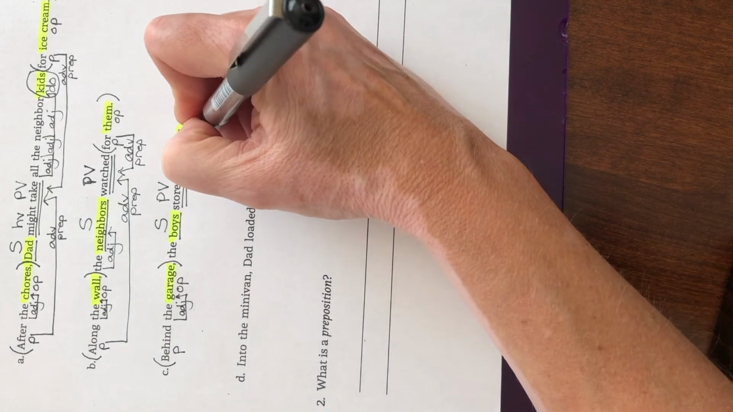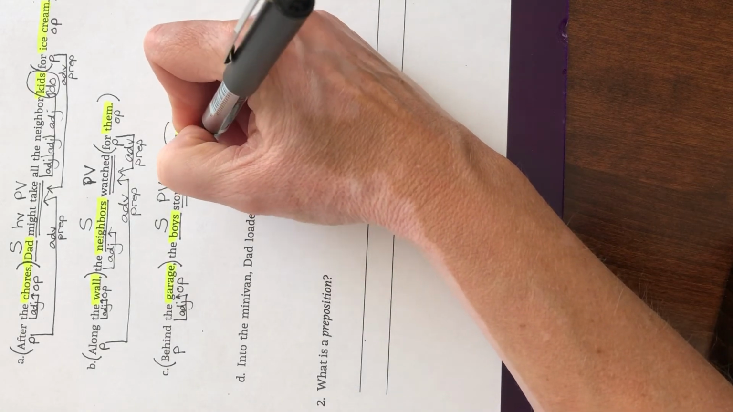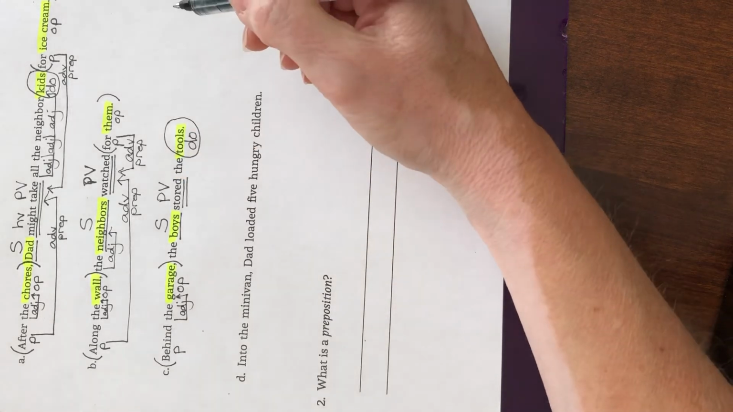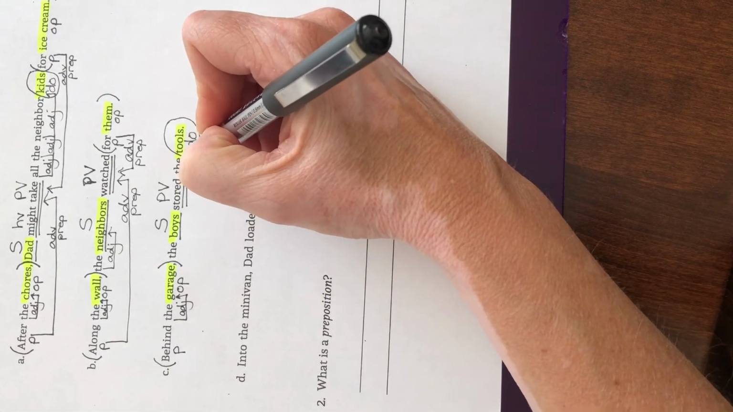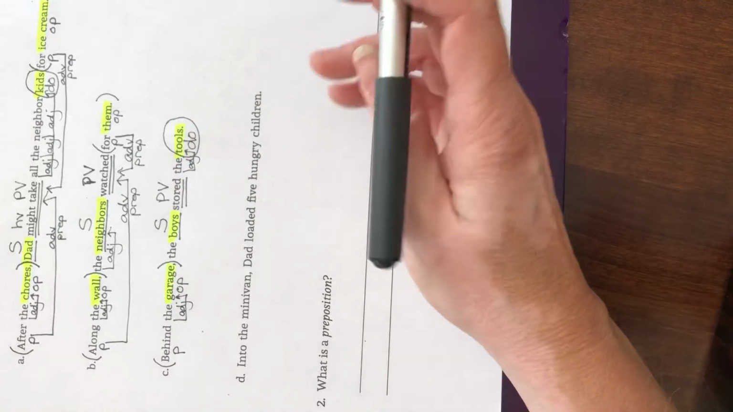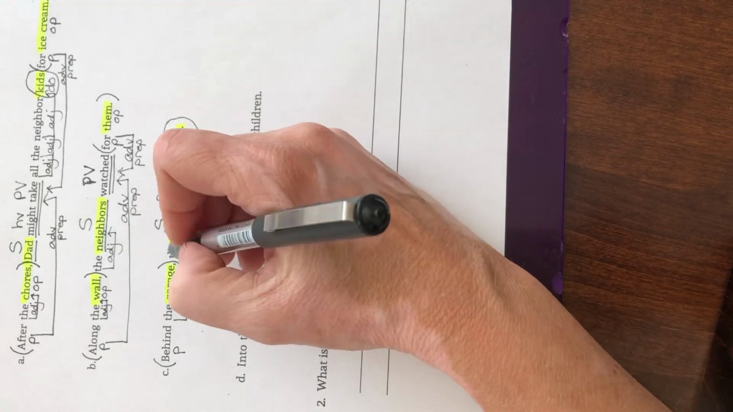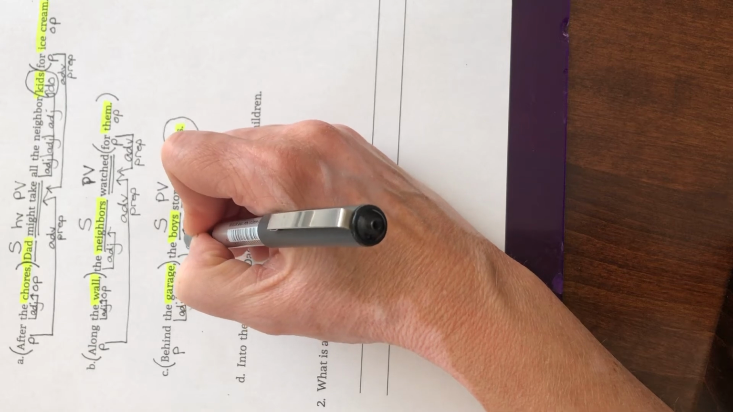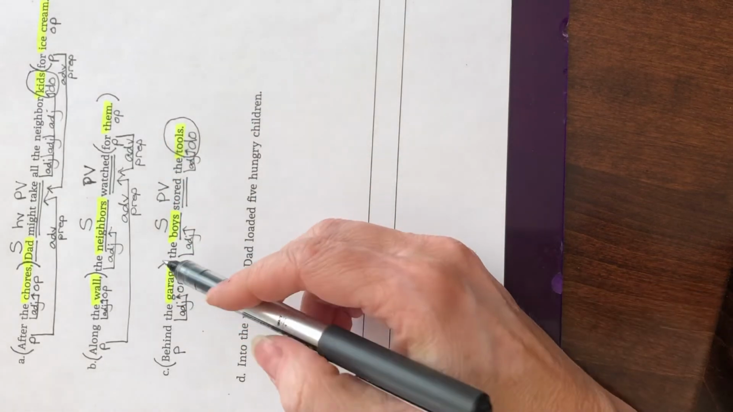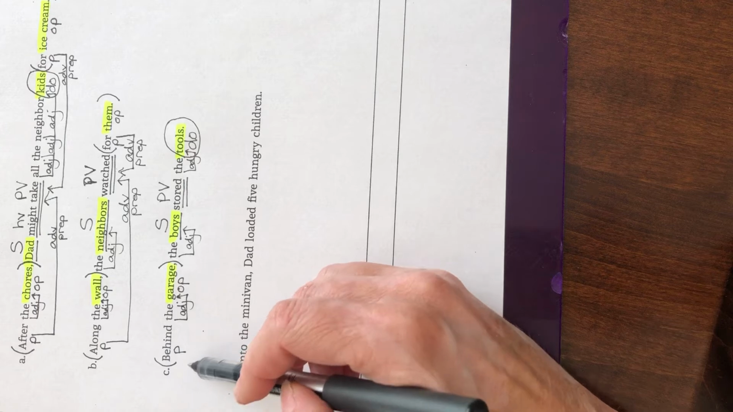Tools, direct object because it receives the action of the verb. Which tools? The tools. Adjective because it modifies the noun. Are we finished? No, we have to go back and deal with all these words over here. Which boys? The boys is an adjective because it modifies the noun. Now deal with the whole phrase.